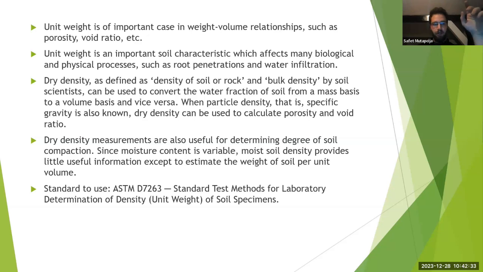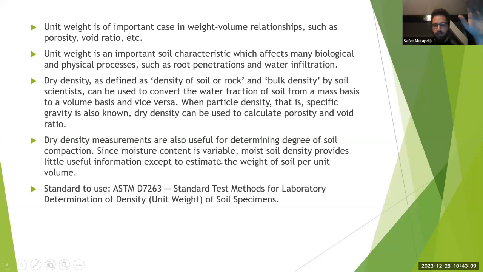As we spoke before in the previous lecture, since moisture content is variable, moist soil density provides little useful information expected to estimate the weight of the soil per unit volume. This is really important when you're going to build dams for flood protection, because when you build dams, you're usually going to compact your soil, so it's going to be more impermeable. So basically, it's going to let less water through it.